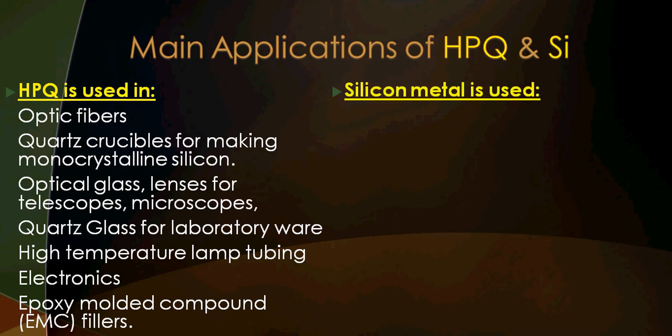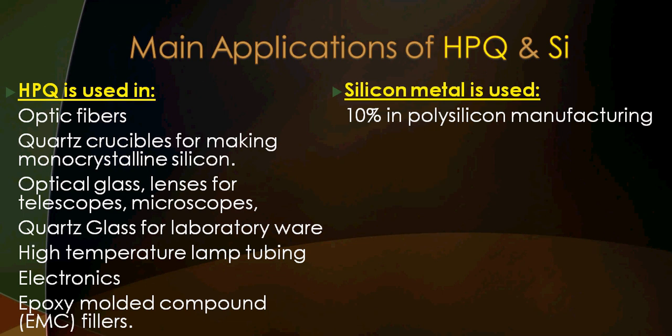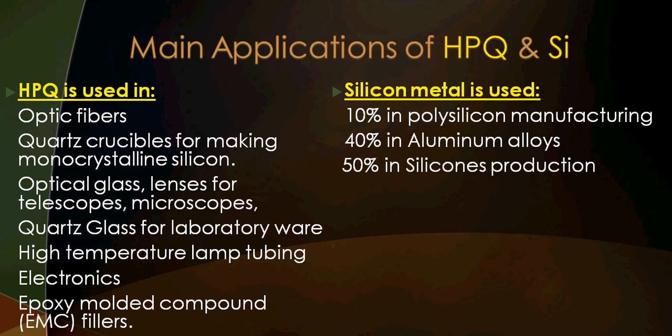On the other hand, silicon metal is used. Of all the silicon metal produced in the world, 10% is used for polysilicon manufacturing. Mostly, I will say the majority of it is for solar grade polysilicon, and a relatively small percentage for the electronic grade. 40% is used in aluminum alloys, 50% in silicone production.